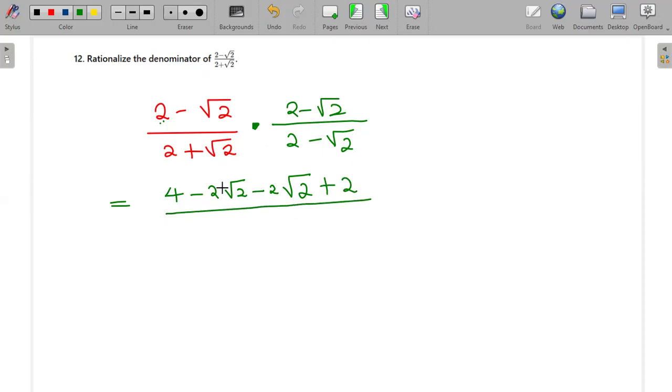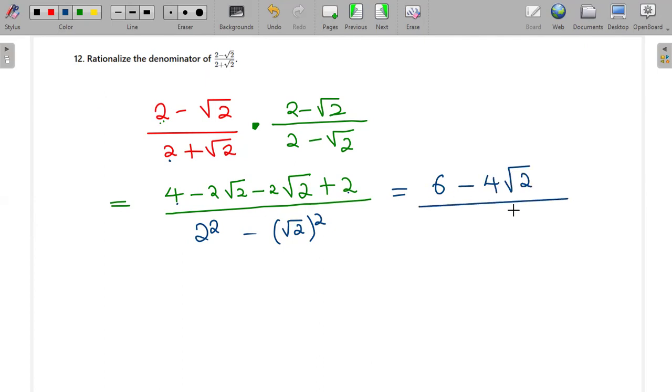Divide this all by what we get when we multiply two conjugates. You just get the first term, you square it, and then you say minus the second term, you also square it. So what I get is that on top, it will be 4 plus 2, that will be 6. And then this here will combine, so that will be minus 4 root of 2, divided by 4 minus what? What is root of 2 to the power 2? The square and the root cancel out.